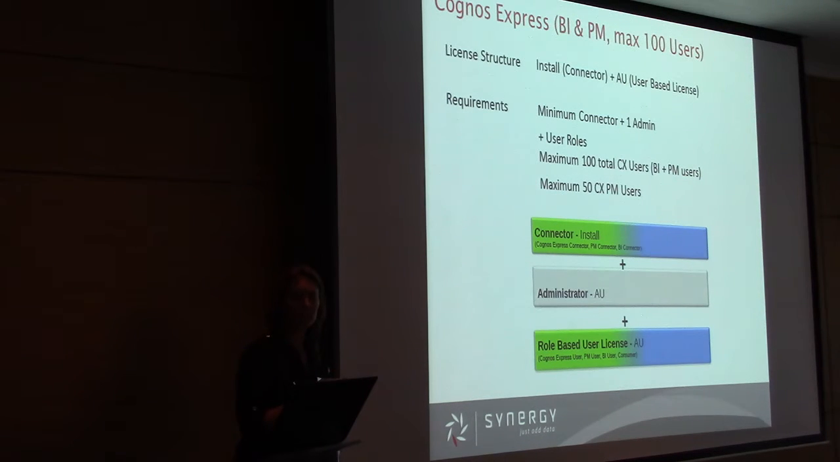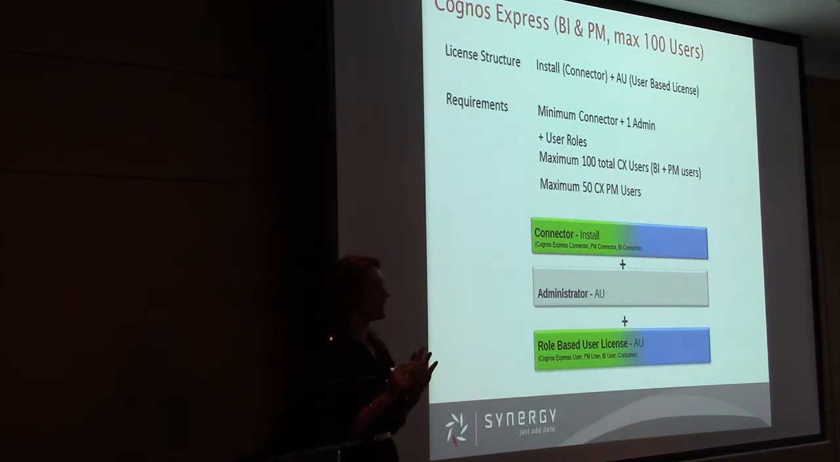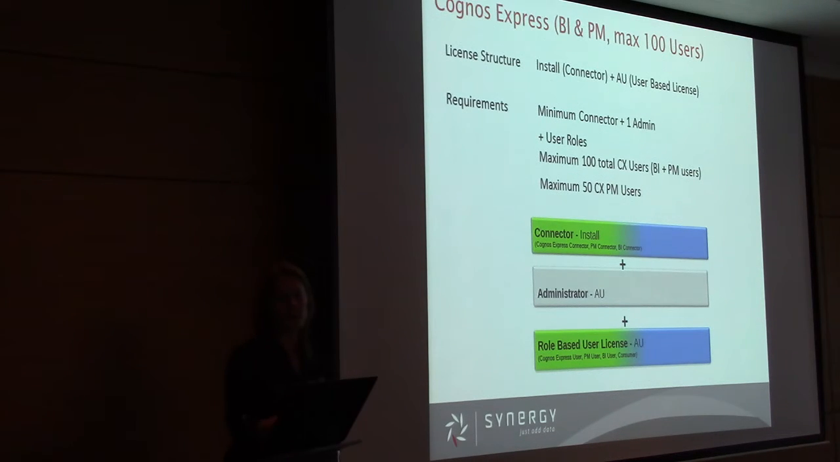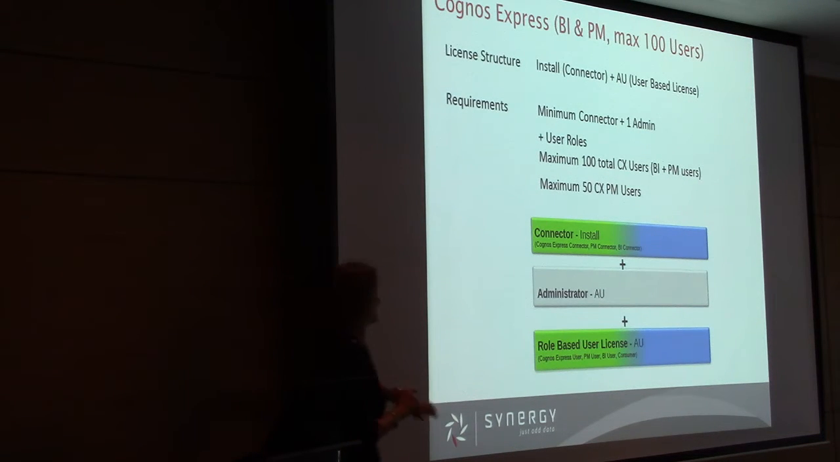Okay. So in total, there are 100 users allowed in Cognos Express. If you start growing over 100 users, then we migrate you into the enterprise component. But whilst I say you have 100 users across BI and PM, you only have 50 users on the PM side. So only 50 budgeting users can use the solution. When you go to 51, even if you're below 100, we'll take you into TM1, out of Cognos Express. So basically, we have an install connector, your administrator, and then your role-based license.